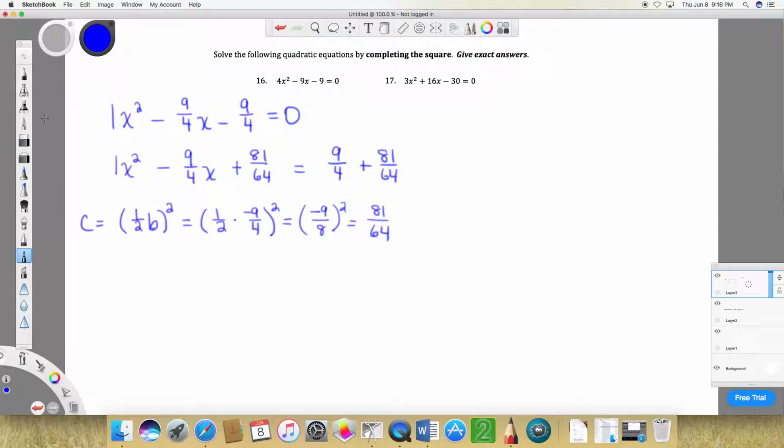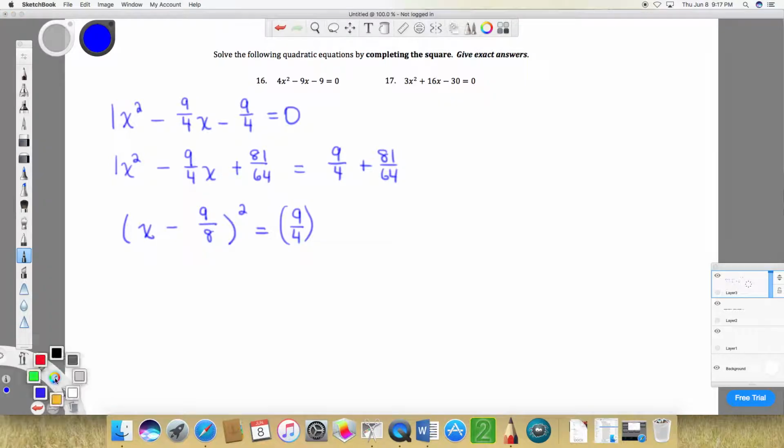And now, as ugly as this looks, it's actually pretty easy to factor this left-hand side because it's a perfect square. We've got x minus 1/2 times 9/4, which was 9/8. Now over here, I'm going to need to get a common denominator, so I'm going to take this 9/4 and multiply it by the number 1, but I'm going to be clever in how I write the number 1 and multiply it by 16/16. That will get me a denominator of 64.